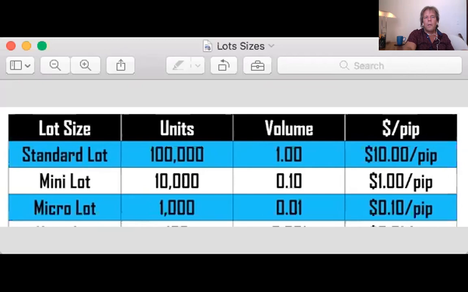Now with the expert advisor and the artificial intelligence trading software, it works a little bit differently. Let me explain that.